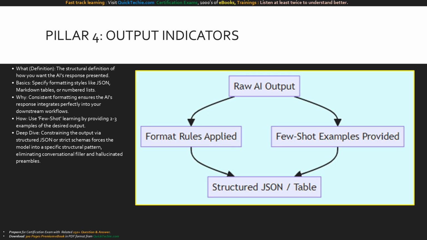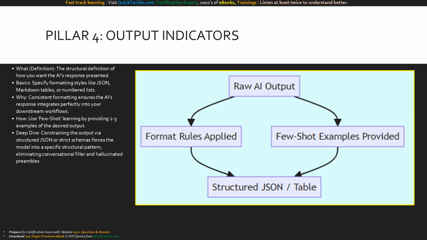You must tell the AI exactly how you want the response structured. This can include format constraints like JSON, Markdown, or tables. One of the most reliable ways to steer this formatting is through few-shot prompting, providing well-crafted examples to demonstrate the exact pattern you want the AI to follow.